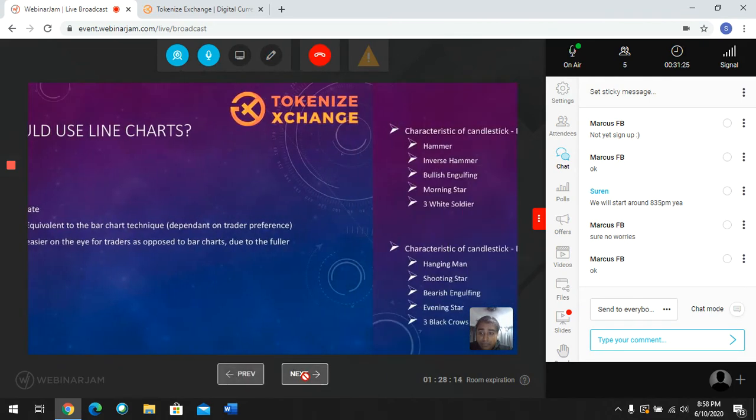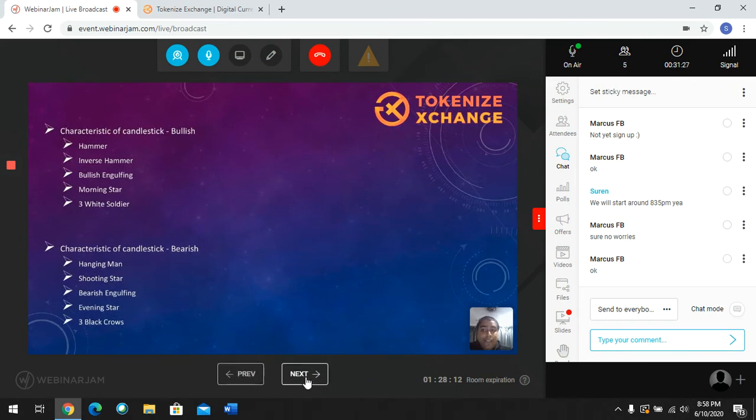All right, every candlestick has its own characteristics. I will not be explaining on this. I will have it on next week's session on what is a hammer, what is an inverse hammer. Every single thing I will share in the next session. So join us for the next session if you do not want to miss this particular characteristic of candlesticks.